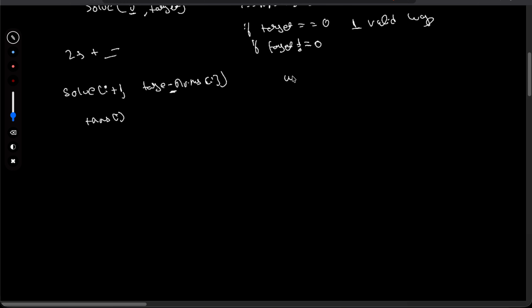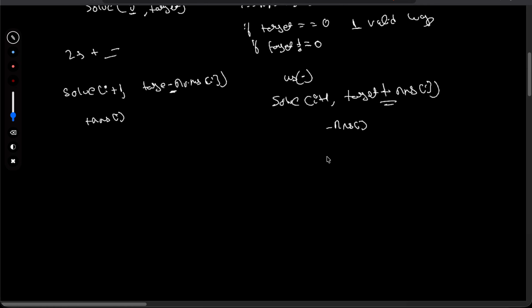Next we use the minus sign: solve(i+1, target + nums[i]). Why plus? Because minus nums[i] reduces the sum, so the remaining target increases.